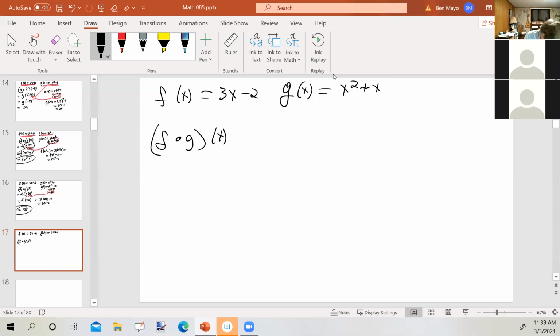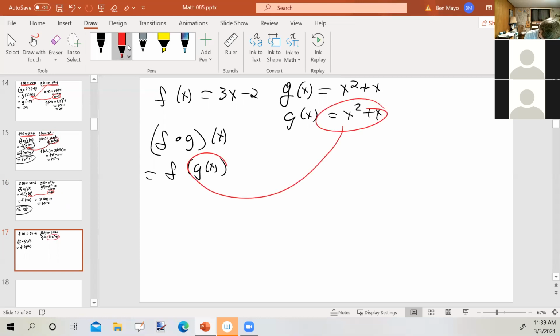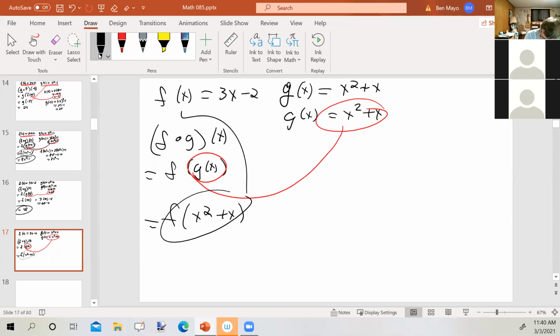Careful now. This is equal to f of g of x. Well, g of x is just going to be x squared plus x, right? But all of that is going to go in the place of that. So now I've got f of x squared plus x. And that's going to go in here.